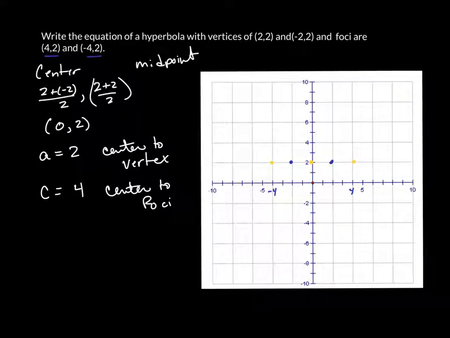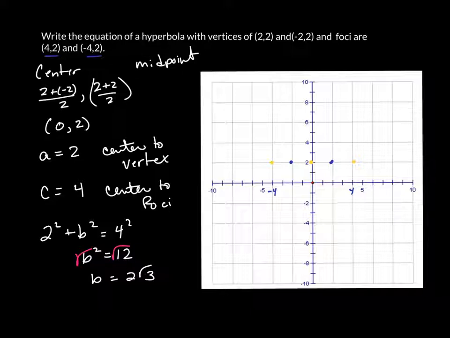Now, in order to go ahead and write my equation of this hyperbola, I need to go through and find b. I do that by knowing that 2 squared plus whatever b squared is has to equal 4 squared. And I have that b squared is equal to 12. So b is the square root of that, and if I simplify it, I get b is equal to 2 times the square root of 3.